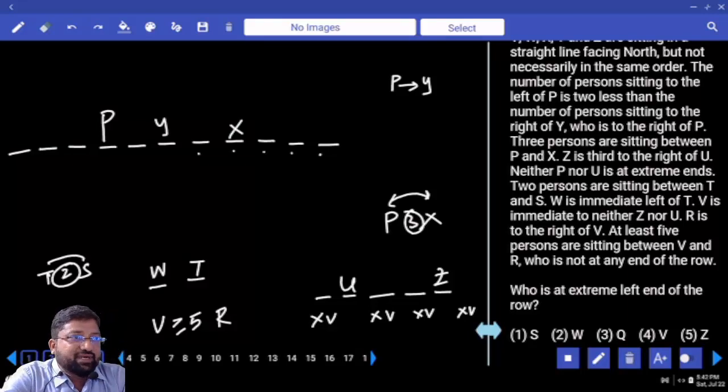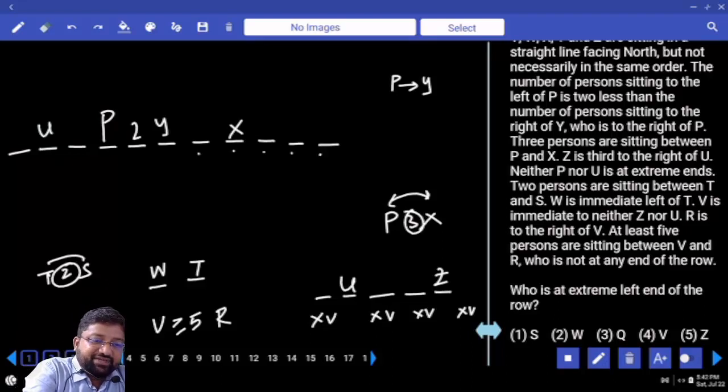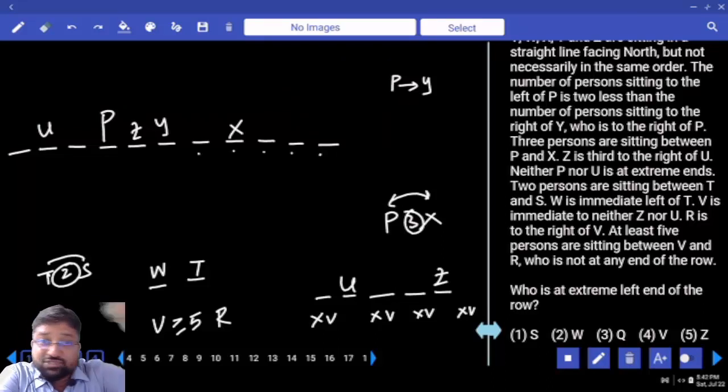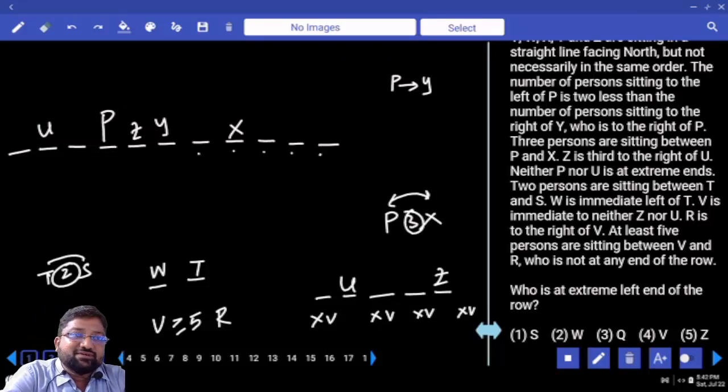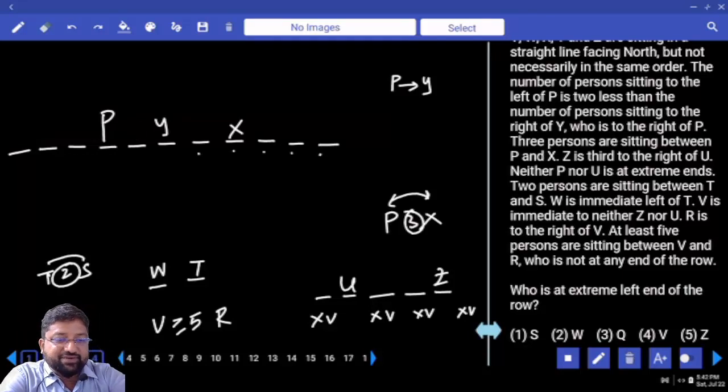I'll tell you one point, listen. Earlier what I have done is, I have taken U here and I have taken Z here. Is this the only possibility for U and Z? No. There was also another possibility. Nobody identified that. Yes or no? If this is missing, what is the next place for U and Z?